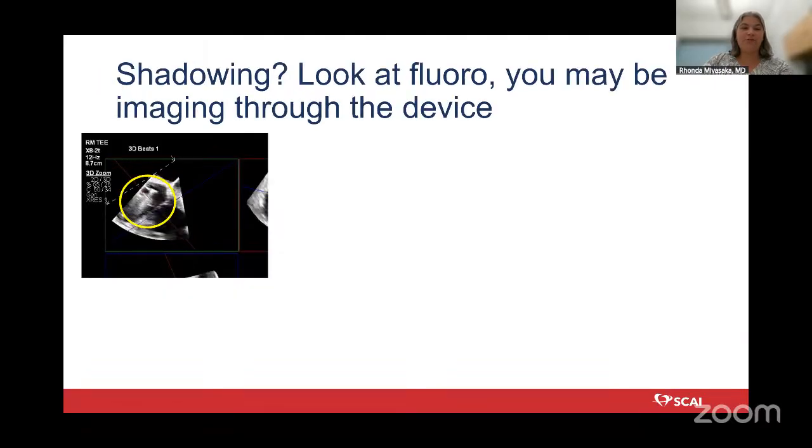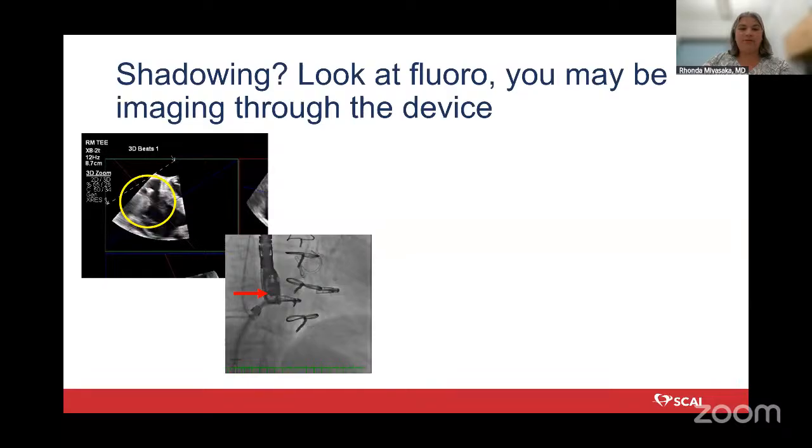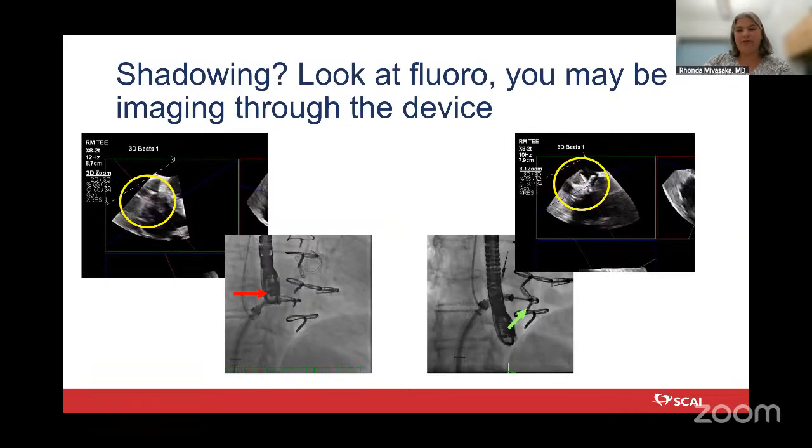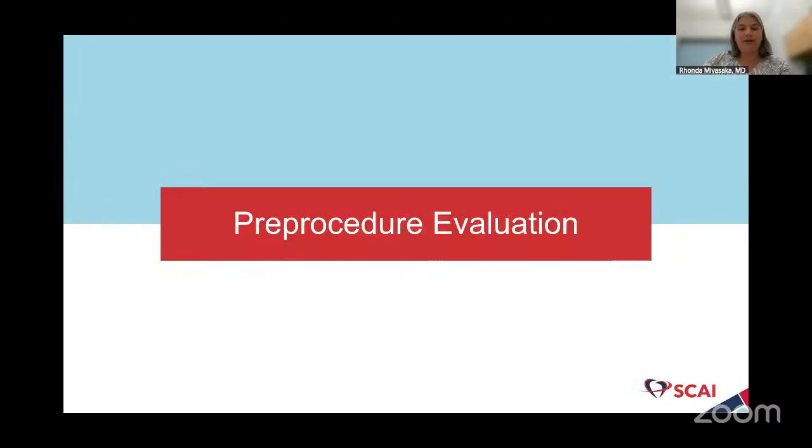And then also we pay attention to fluoro. So intraprocedurally, if you're noticing that you really can't see the device very well, sometimes it turns out that you're imaging exactly through the delivery system or the device itself, and that might be an opportunity to move the probe up or advance it further and flex. And you can see here, this helped us optimize our imaging window to see the TriClip again. Once we have a good 2D image, the next step is to move on with our pre-procedural evaluation.